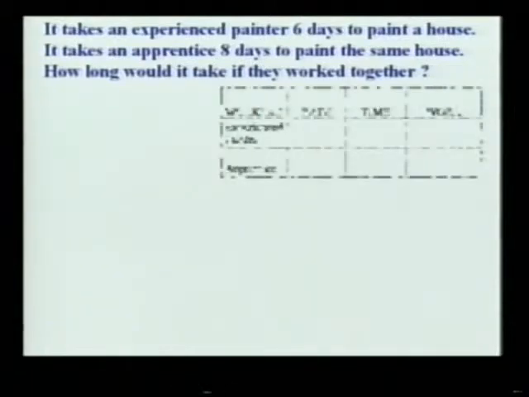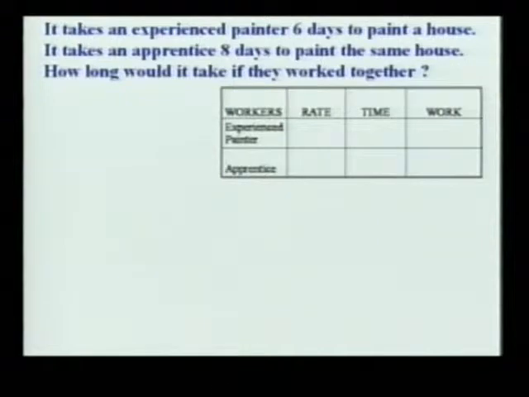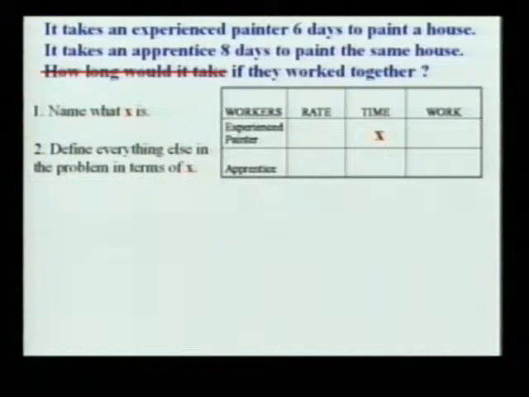Well, we still use our chart here, okay? Six boxes, try and fill in four of the six. We still begin by asking what X is. Well, what do they want to know? How long will it take if they work together? So, X is time. And then once again, in this case, I'm going to cross it out and try and fill in all, or at least four of the six, everything else.